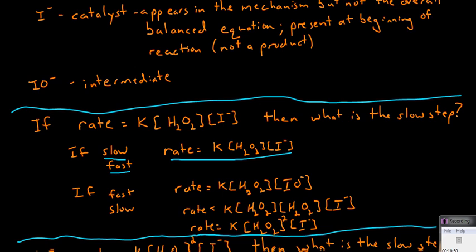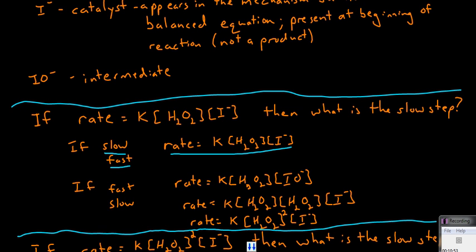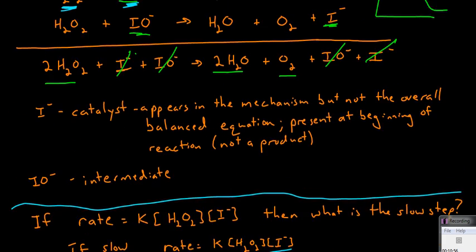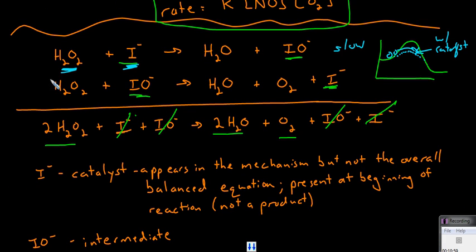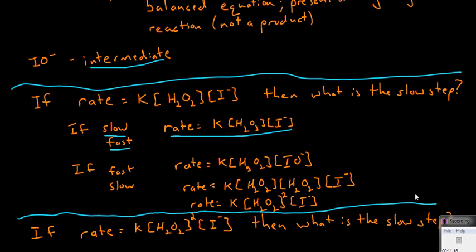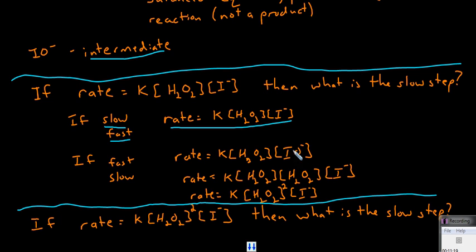If the first step were fast and the second step were slow, then the rate law would be equal to k times hydrogen peroxide concentration times the IO minus concentration. But IO minus is an intermediate, so we would have to replace it with its origins. The origins of the IO minus were hydrogen peroxide and iodide. So replacing IO minus with hydrogen peroxide and iodide, we would get the following rate law. Okay, so if we had a slow then fast step, we would have this rate law. If we had a fast then slow step, then we would have this rate law.